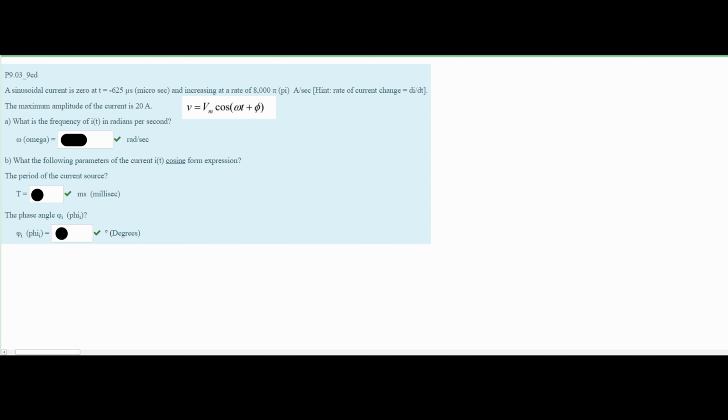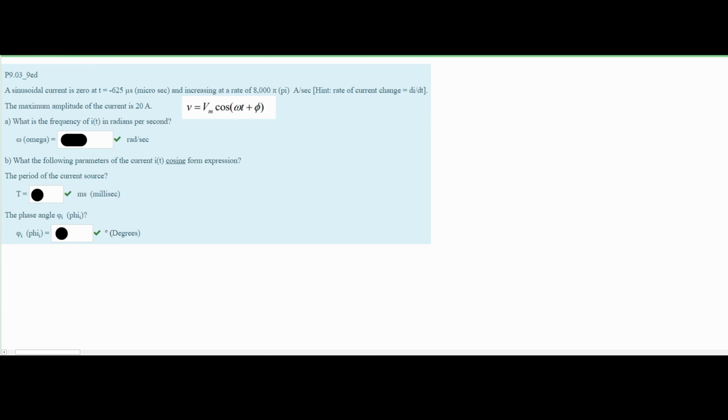In this problem, we are given that a sinusoidal current is 0 at t equal to negative 625 microseconds and increasing at a rate of 8,000 pi. We are also given that the maximum amplitude of our current is 20 amps. We are asked what is the frequency of i(t) in radians per second.